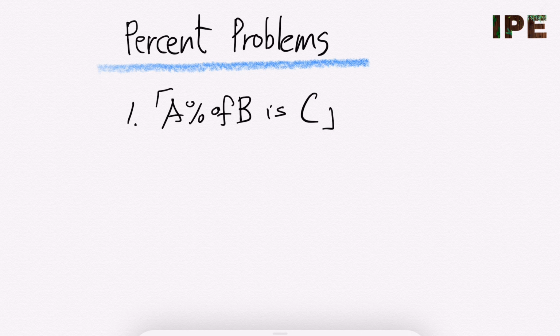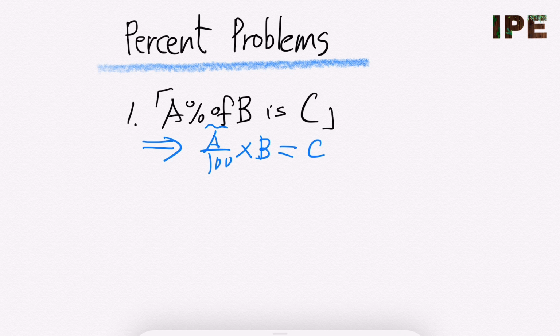So to solve this type of problem, just change the sentence to an equation. How? A% means A over 100. Of in math usually means multiplication. And then B is equals C. Okay? Change the sentence A% of B is C to the equation A over 100 times B equals C. And then just find the missing value.